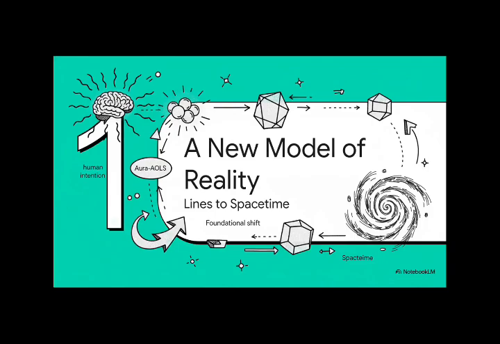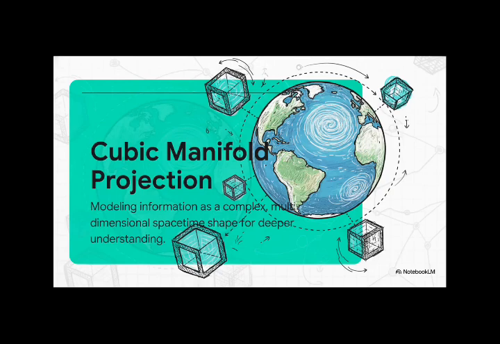This is the absolute foundation. The entire Aura AOL system, everything we're about to talk about, is built on top of this fundamental shift in how we describe and interact with information itself. So what exactly is this cubic manifold projection? Well, it's a way of modeling information not as a flat line, but as a complex, multi-dimensional shape. This lets us see not just the data points themselves, but the incredibly complex relationships and the dynamic changes between them over time. It's kind of like we're upgrading from that flat 2D map to a living 3D globe that also shows you the real-time flow of ocean currents. It's just a much more complete and accurate view of what's going on.